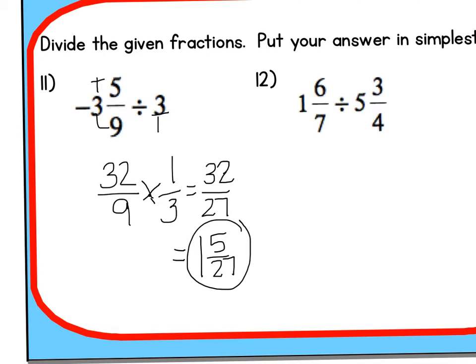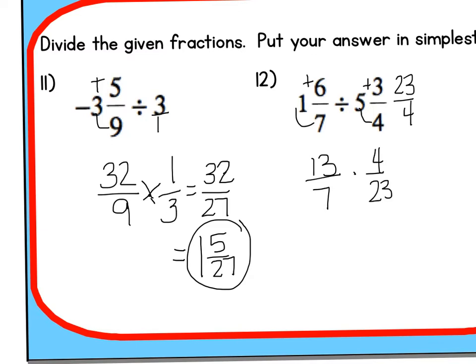With number 12, we're going to change to improper. 7 times 1 is 7, plus 6 is 13 over 7. Now, I'm going to change this one up top so I don't forget, which is 5 times 4 is 20, plus 3 is going to be 23/4. And I can't forget to flip the second before I multiply.